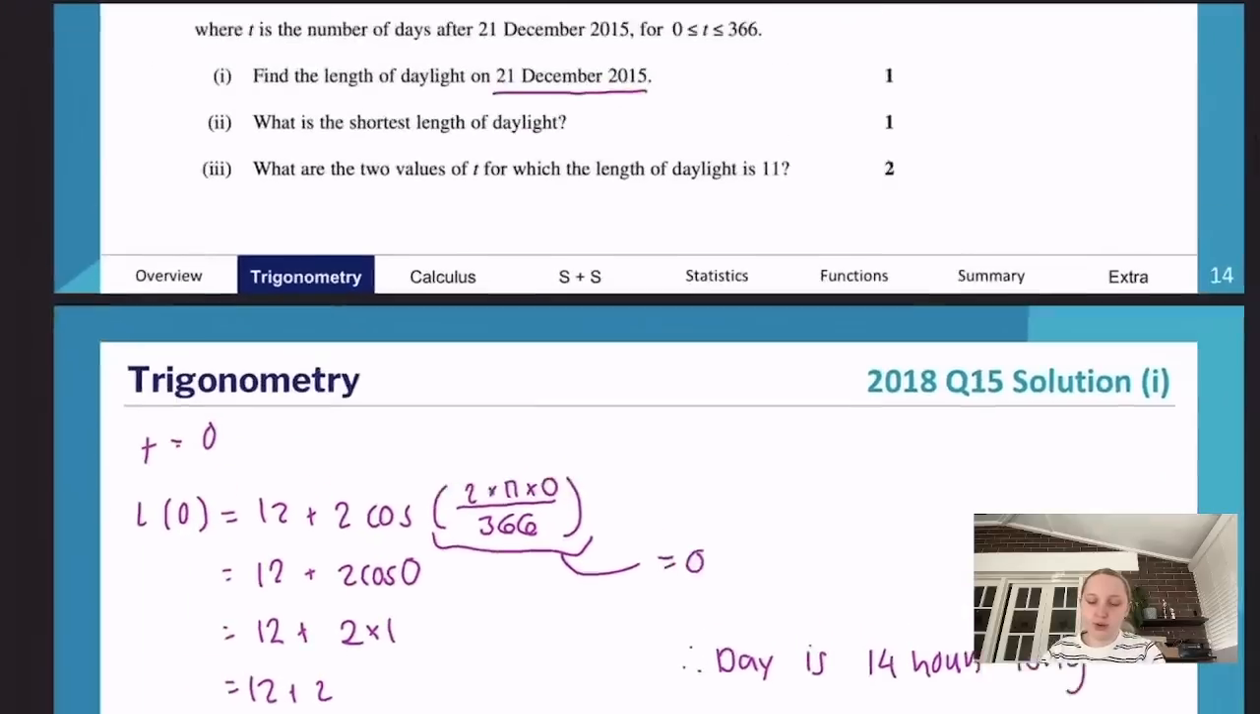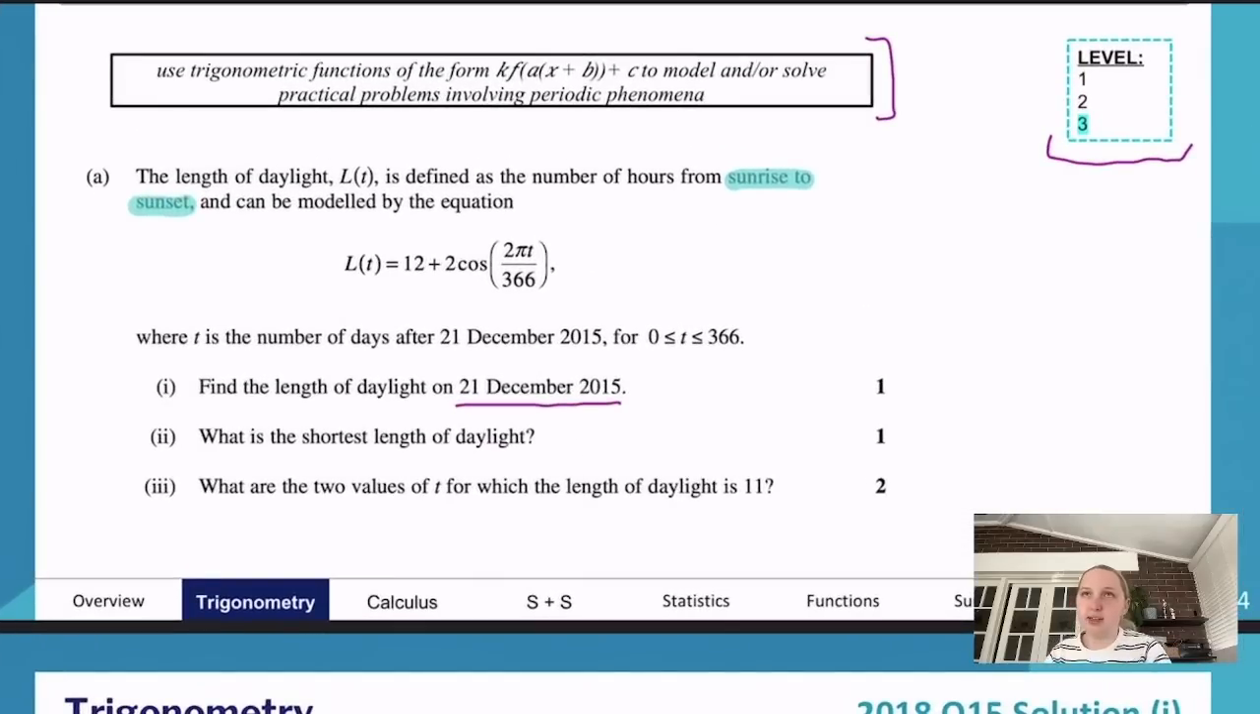Right, and that's all we need to do to get part I. Right, so with this one, we just need to make sure we're identifying if it's the 21st of December, our variable in this situation is t. So on this date, what is t going to equal? And it says we know that 21st of December is our start date, so t is equal to 0.